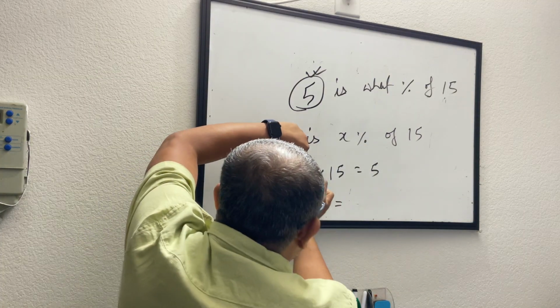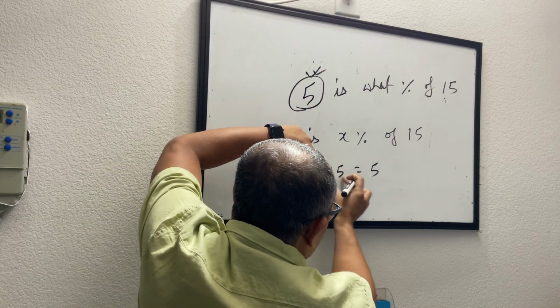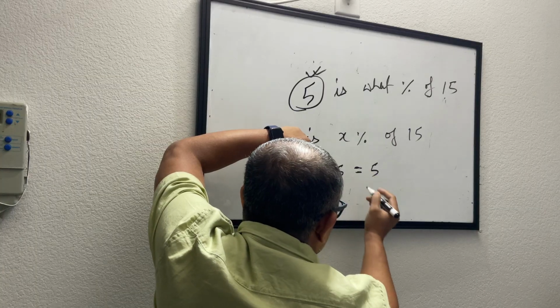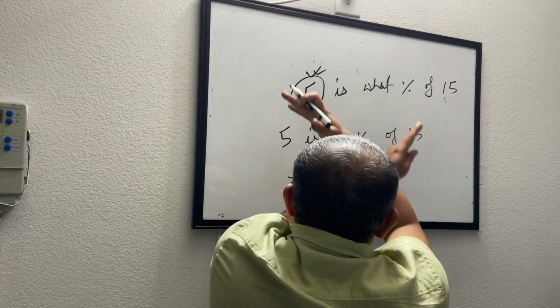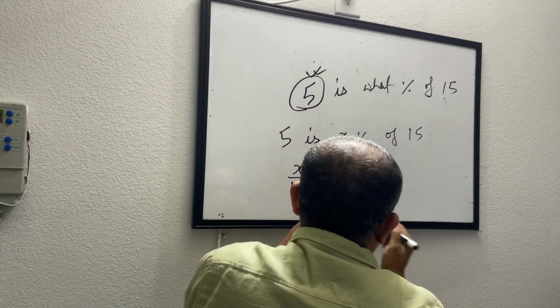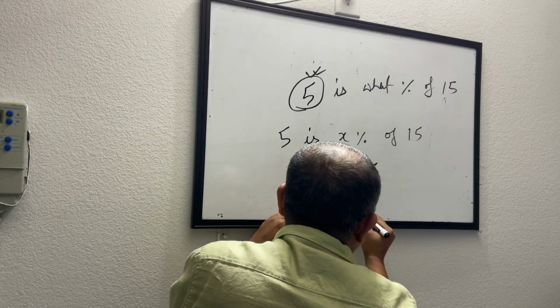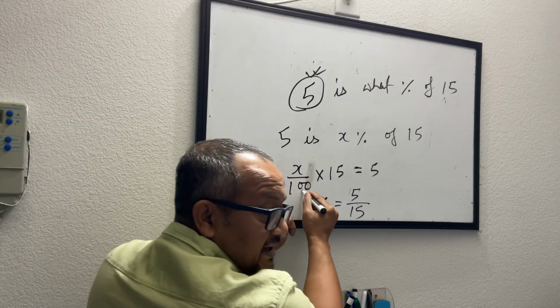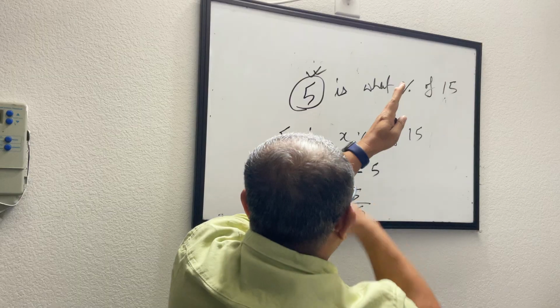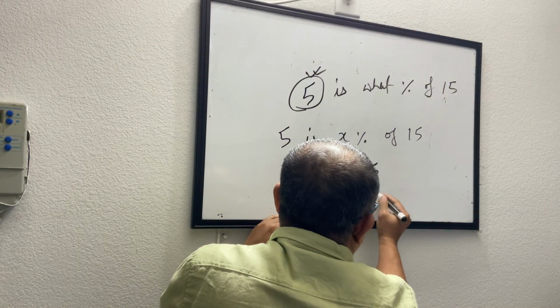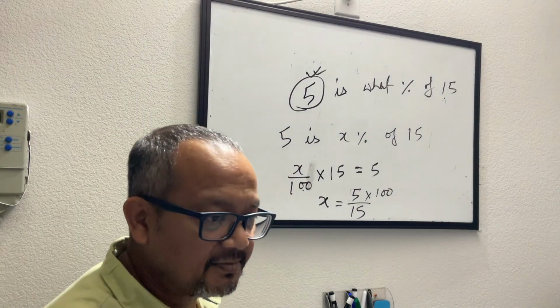So I'm just keeping X here. That means I have to move 15 to this side of equal to. 15 is here above, so whatever is above comes down below. So 5 by 15. I have to move this 100 also. Whatever is below goes up. It goes here.